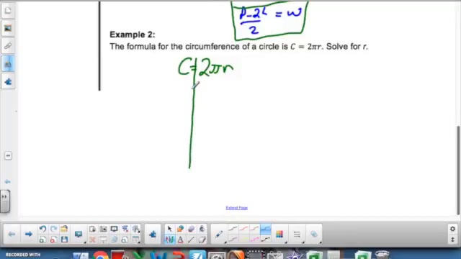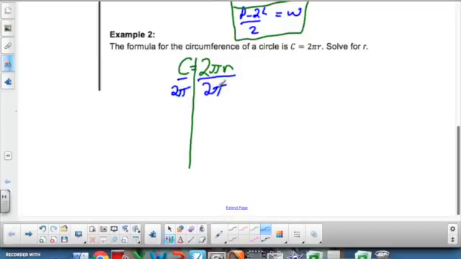Well, what's being done to this R first? What's being done is it's being multiplied by 2 and it's being multiplied by pi. Well, if I want to undo multiplication, I'm going to use division. If I divide on this side, I've got to divide on the other side as well because of that division property of equality. I need to divide by both 2 and pi. You can do that at the exact same time.